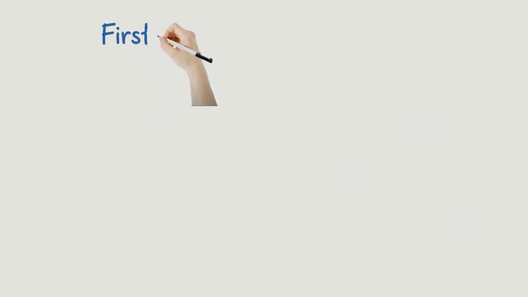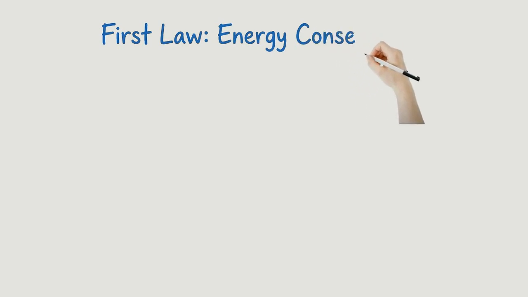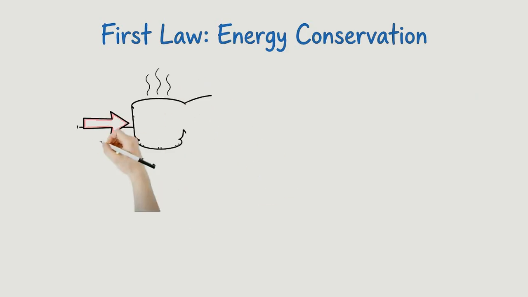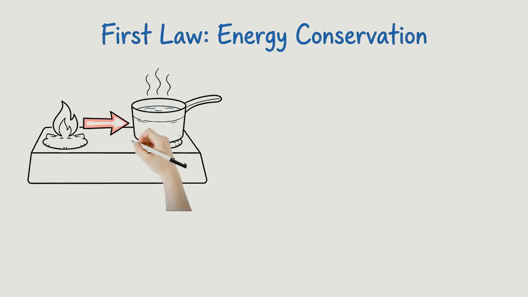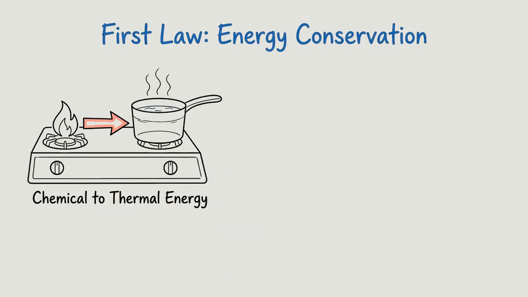The first law of thermodynamics is about energy conservation. Energy cannot be created or destroyed, only transferred or changed in form. When you heat water on a stove, chemical energy in the fuel becomes thermal energy in the water. In chemistry, this idea is summarized by the equation delta U equals Q minus W. Delta U is the change in internal energy of the system, Q is heat added to the system, and W is work done by the system. It is just energy bookkeeping.